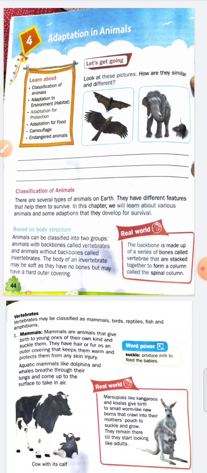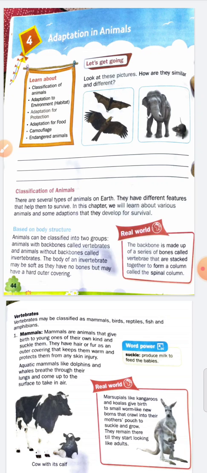Now student, let's start. You can see there are some pictures of animals. Look at these pictures: how are they similar and different from each other? First of all, name the animals: bats, eagle, elephant and rat. So what are the similarities? If we talk about how they are similar to each other, bat, elephant and rat, yes student, they are mammals.